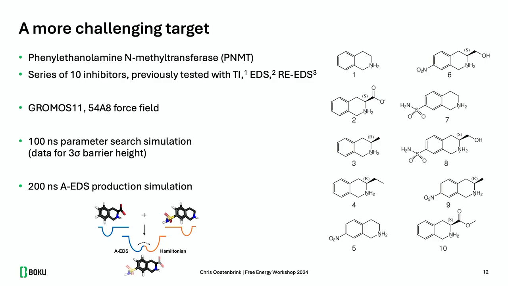And we do need to do a search run. I didn't mention that explicitly yet, but we need to search for these offset parameters such that we ensure that we get the same equal sampling of all our compounds. So we did a 100 nanosecond parameter search simulation and then a 200 nanosecond AEDS production simulation such that we can incorporate these 10 compounds in a single simulation.